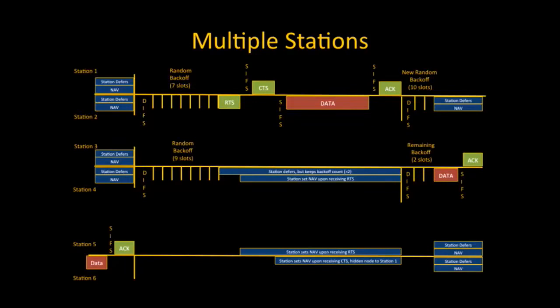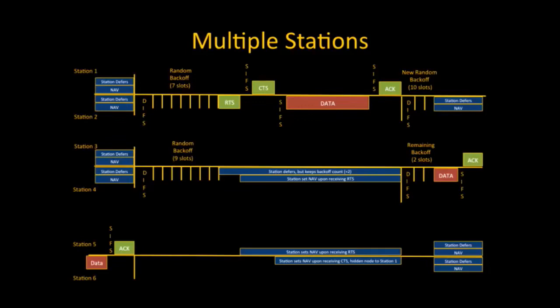Now stations 2 and 4 both have something to say. They wait their mandatory space, and then pick a random number. Station 4 picked a random number of 9. Station 2 picked a random number of 7. No other devices are talking, so there's no other interference setting our energy detect threshold. We count down our random backoff timers. Station 2 hit 0 first.